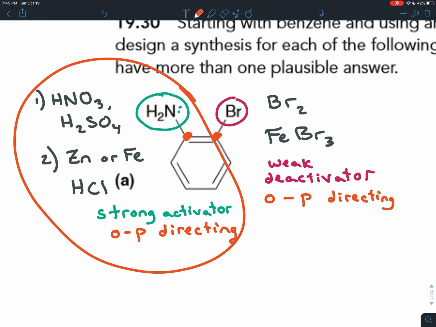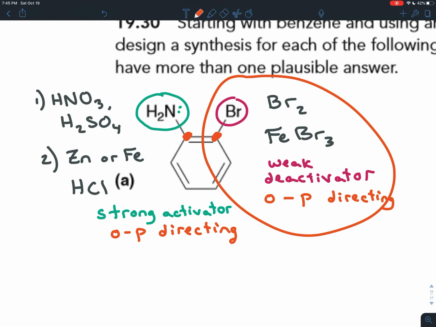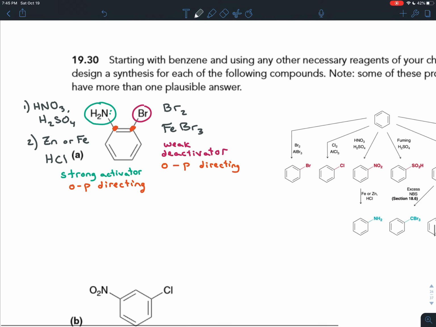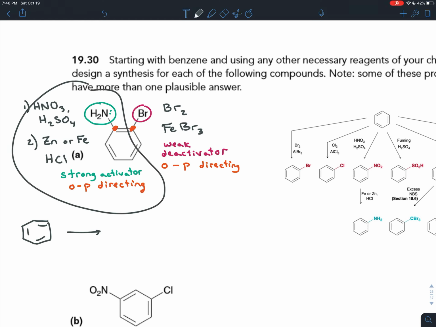So it would be better if we put this activating group on first, and then it'll be really easy to put the bromine on. So we'll start with benzene. We'll do this first reaction first. We'll put the NH2 on first, so we'll make aniline. And the first step, of course, is HNO3, followed by H2SO4.